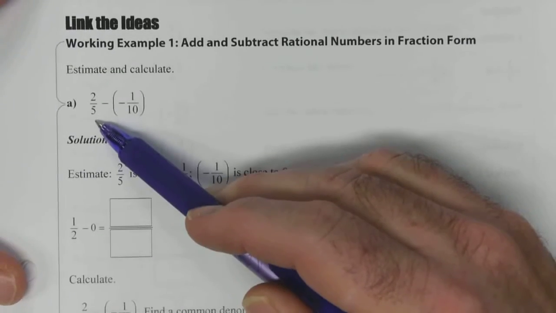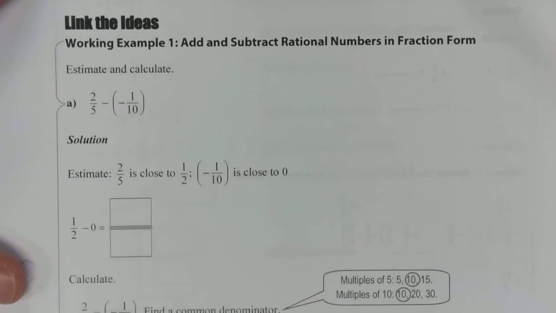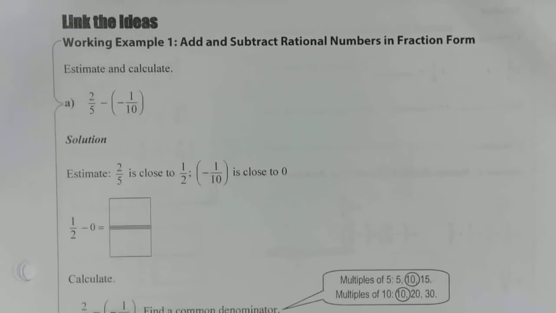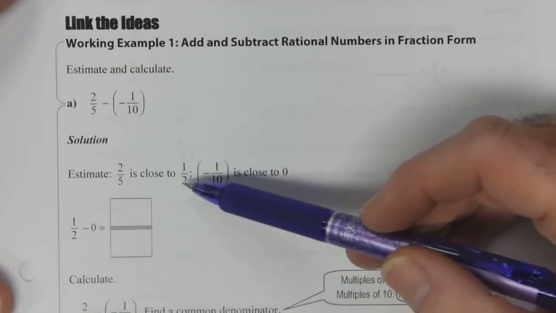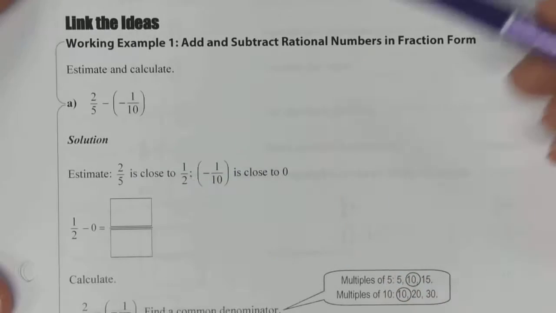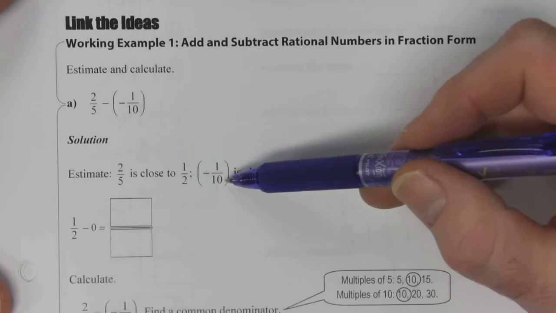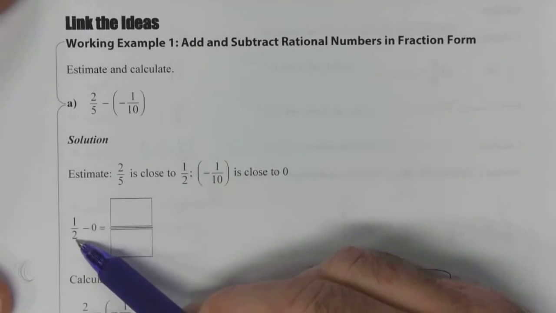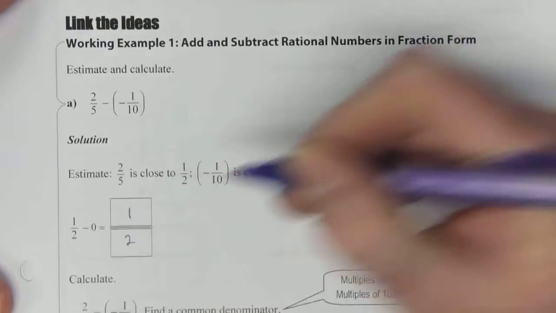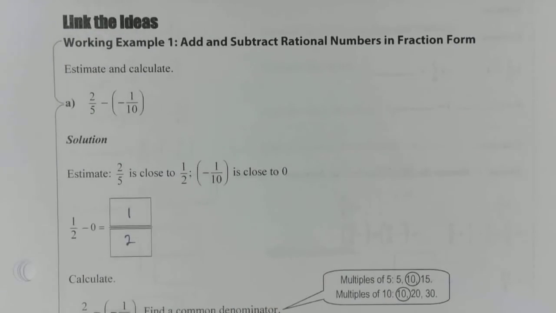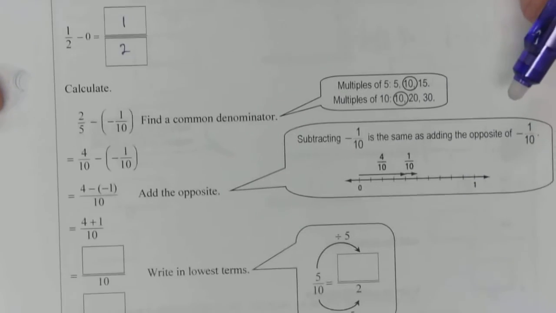So for part A, 2/5 minus a negative 1/10. So first, let's do some estimating. 2/5, 2 is pretty close to half of 5, so it's close to the fraction of 1/2. Negative 1/10 is quite a small number, so it's very close to 0. So if we take half and we subtract 0, we're left with 1/2. That part's fairly straightforward.